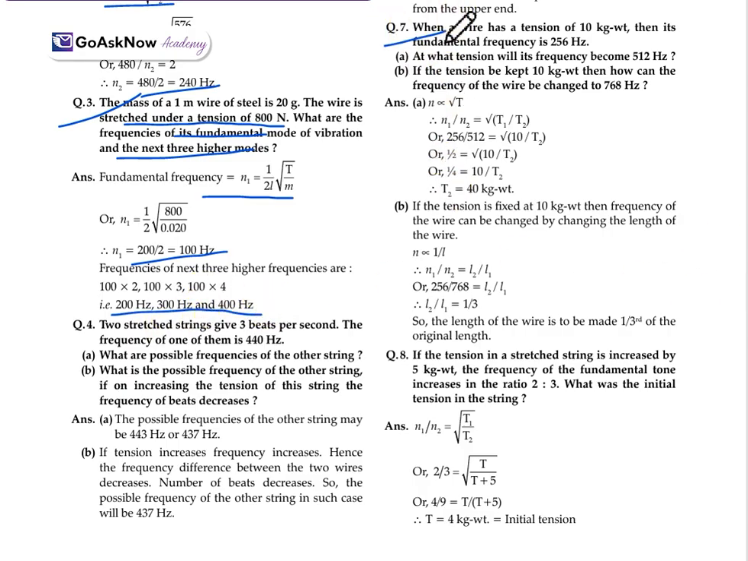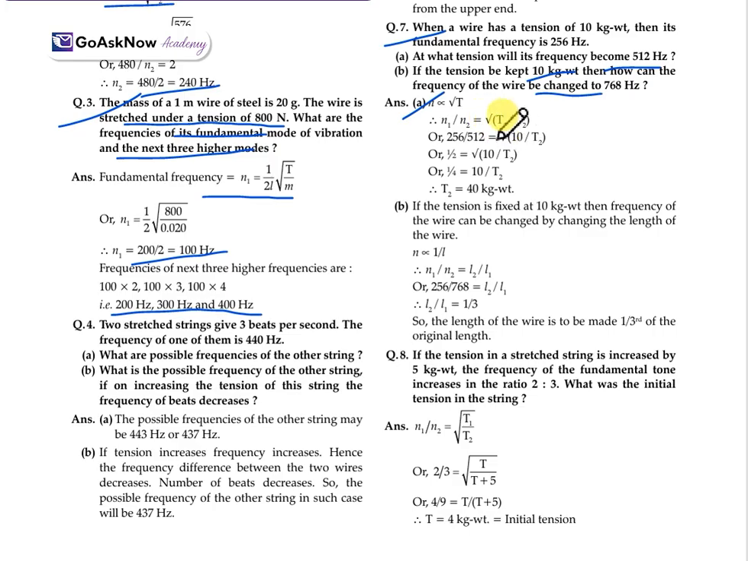Now a wire has a tension of 10 kg weight, and its fundamental frequency is given. At what tension will the frequency become 512? If the tension is kept at 10 kg, then how can the frequency of the wire be changed to 768 Hertz? So firstly, N is directly proportional to the square root of T, according to the law of tension.